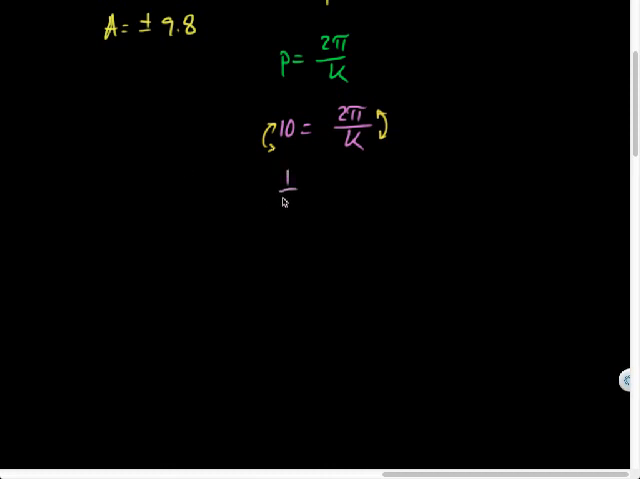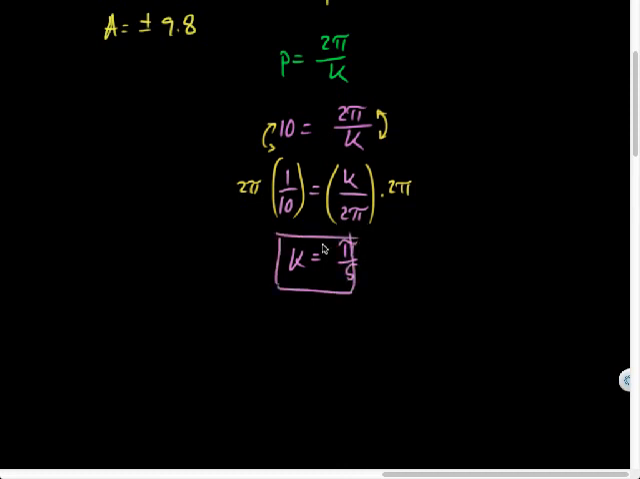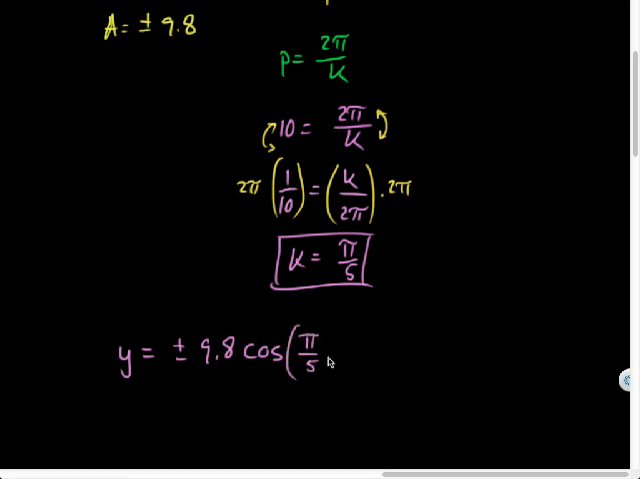None of the ways I described are wrong. It's all just a matter of preference. So 1/10 is equal to K over 2 pi. And then to get K by itself in this instance, I'm going to multiply both sides by 2 pi. And I'll get K is equal to 2 pi over 10, or pi over 5 is the value of K. So my equation is going to be Y equals plus or minus 9.8 times the cosine of pi over 5 x, right? That's the idea.